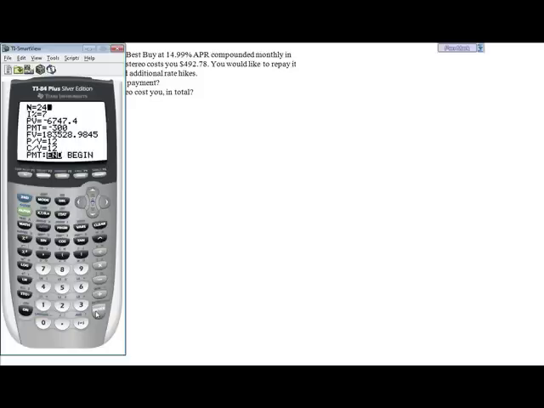We'll adjust the time to 24 months. We'll make our rate 14.99. We will set our present value to the price of the stereo because that's what we need to pay off. So we're receiving an item of value that's $492.78.